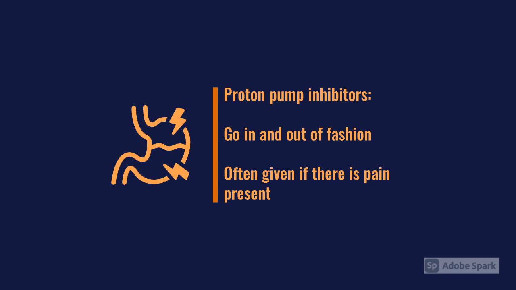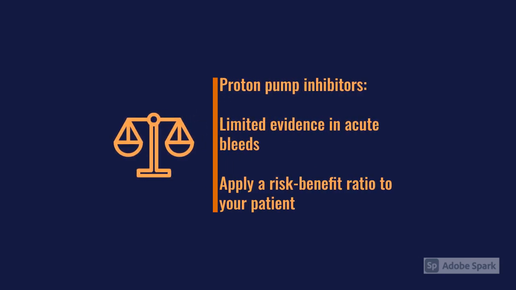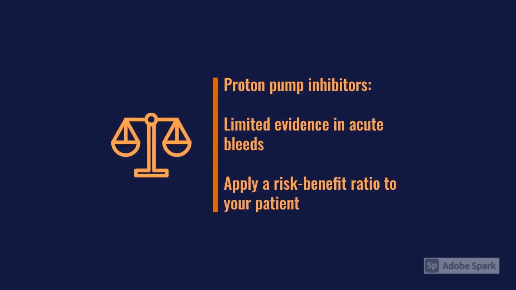Ultimately, it's the risk benefit ratio. The evidence is limited. Some gastroenterologists are really keen on you giving a PPI. Others think it's a waste of time. So I think, consider the risk benefit ratio to your individual patient. From my perspective, if you've got somebody who's having a significant upper GI bleed, and obviously you've started all the other treatment, I think giving a PPI, if it causes little harm and may cause some benefit, go for it.